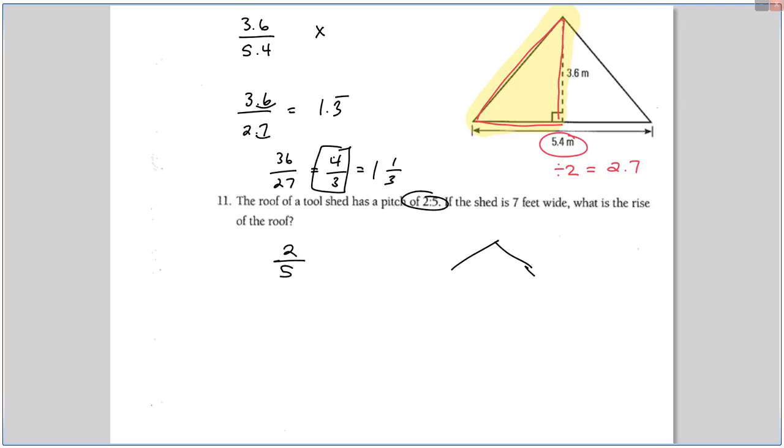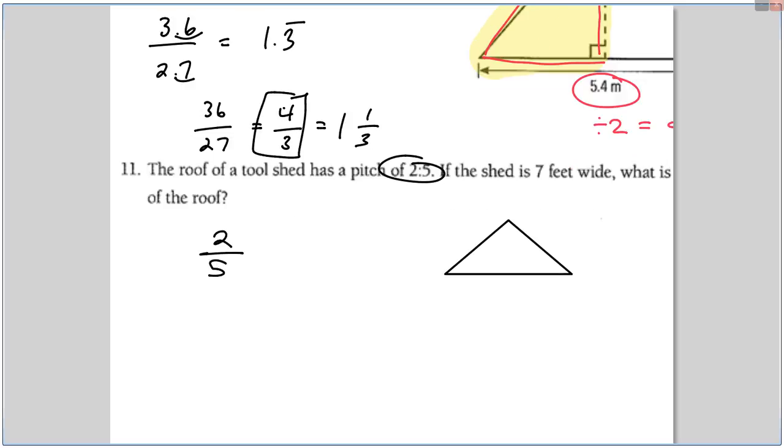That's pretty terrible. Maybe I'll just use the triangle shape thing. There, let's use that. Okay, so we have this triangle thing. Okay, and the shed is 7 feet wide. Is that this? So do we have to cut it in half? So we got to cut it in half. Divide by 2, you got 3.5 feet. So that is my run. 3.5 feet is my run.